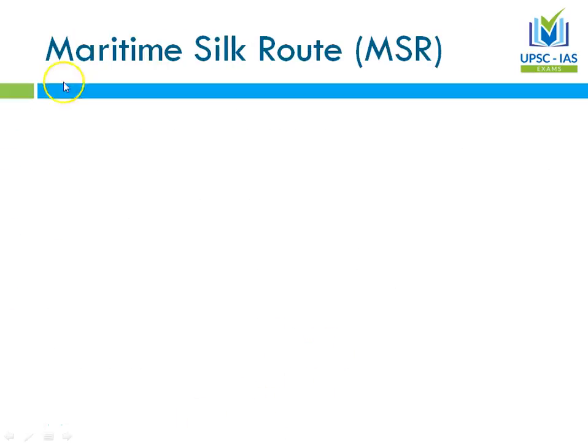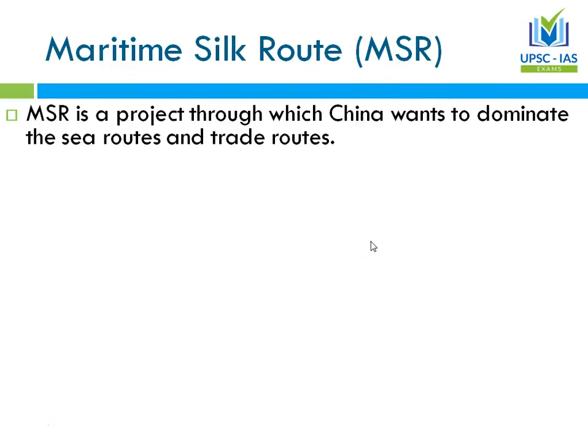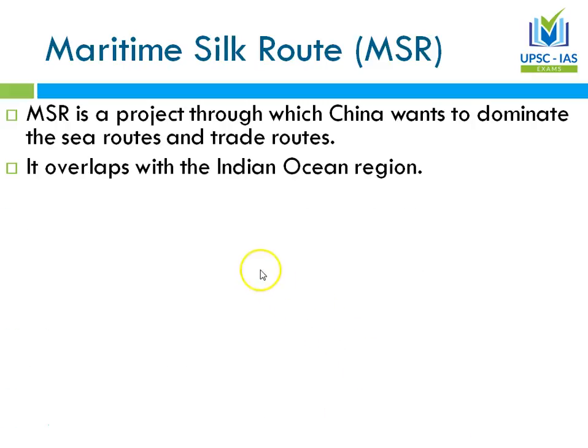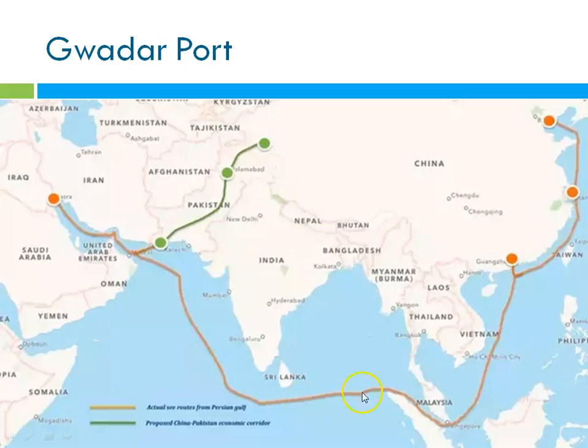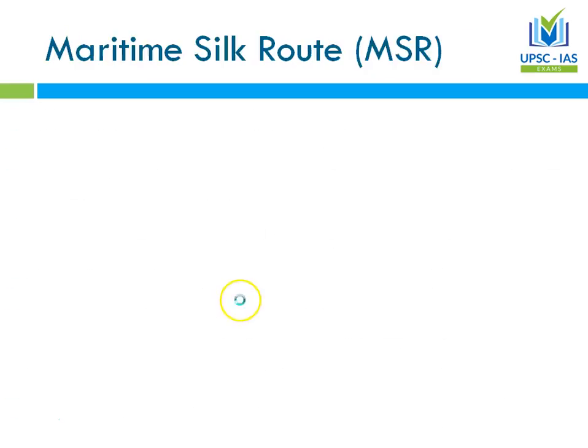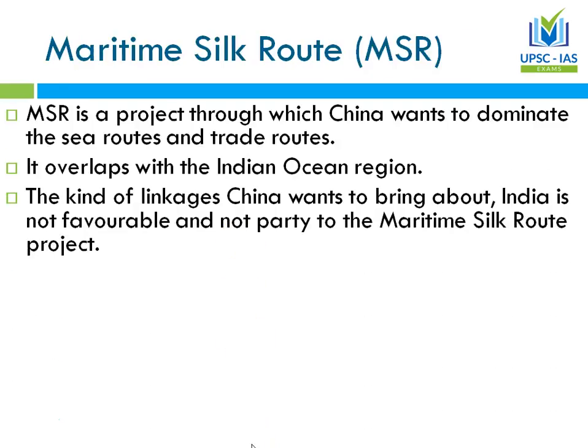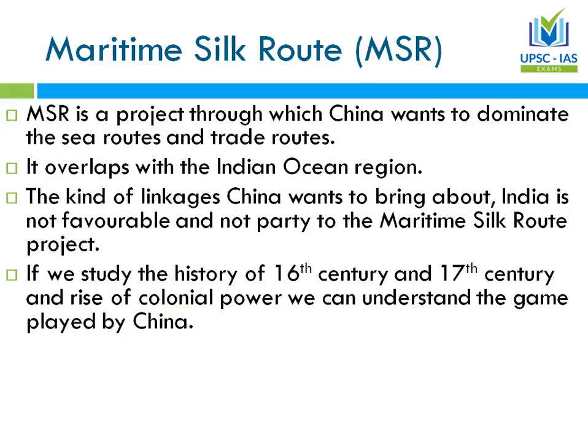Now, let's quickly go through the Silk Route, the Maritime Silk Route. I'm going to provide you one more example of Chinese strategy. Now, MSR, or the Maritime Silk Route, is a project through which China wants to dominate the sea routes and trade routes. It overlaps with the Indian Ocean region, as you have already checked here, isn't it? It is overlapping in the Indian Ocean region. Now, India is not favorable to the kind of linkages China wants to bring about and is not party to the Maritime Silk Route project. If we study the history, dear friends, of the 16th and 17th century and the rise of colonial power, we can understand the game played by China.